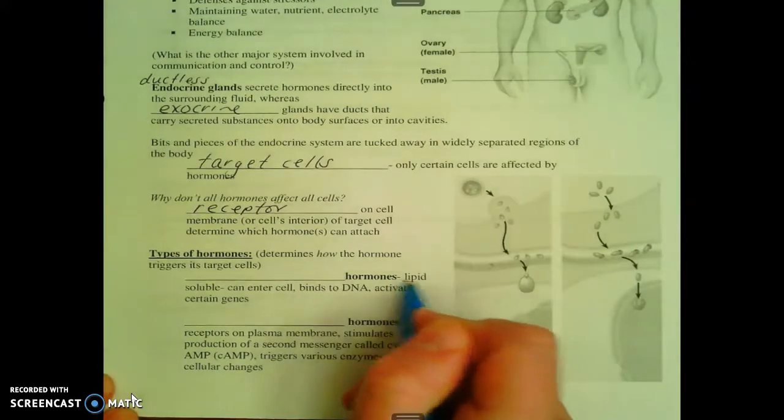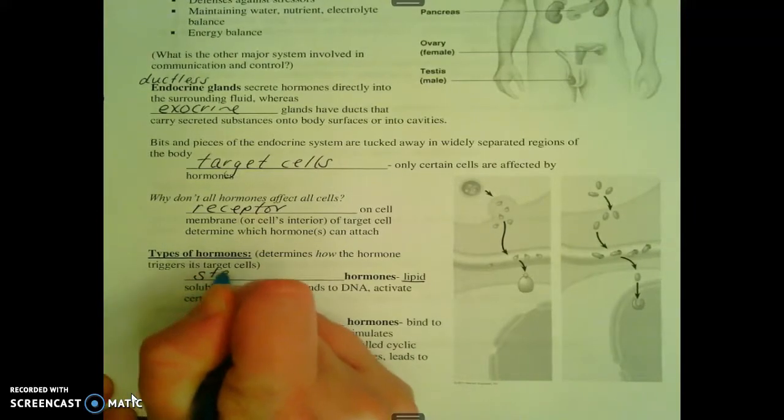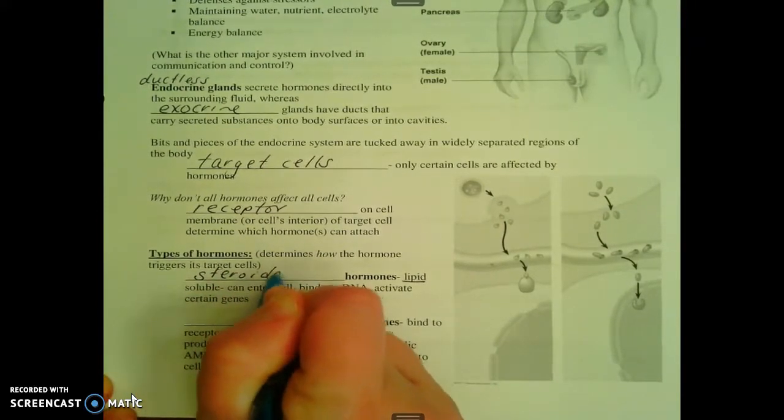Remember in our introduction to cell communication, we talked about the idea that some ligands bind to the plasma membrane, whereas some ligands are able to get through the plasma membrane and have an intracellular receptor. So when we talk about the lipid-soluble hormones, we can also describe these as being steroidal.